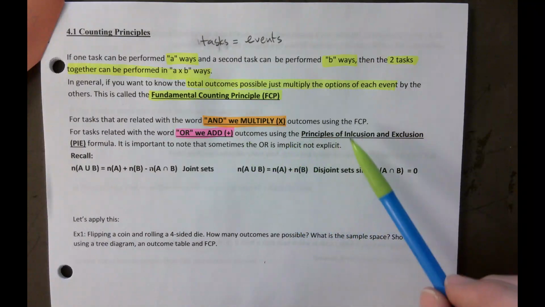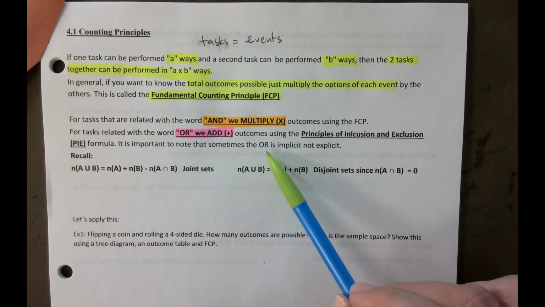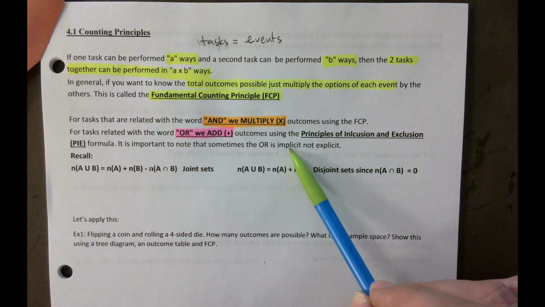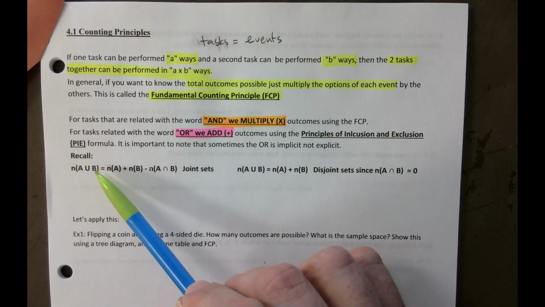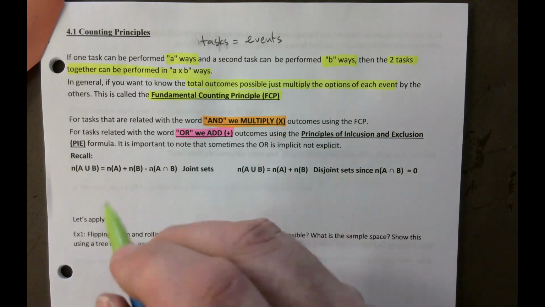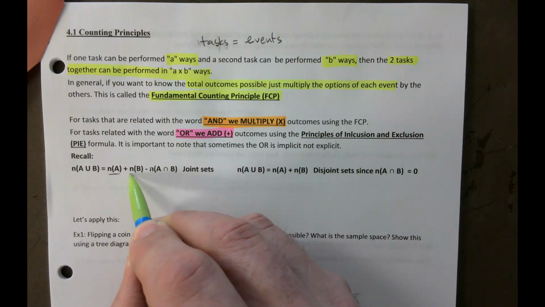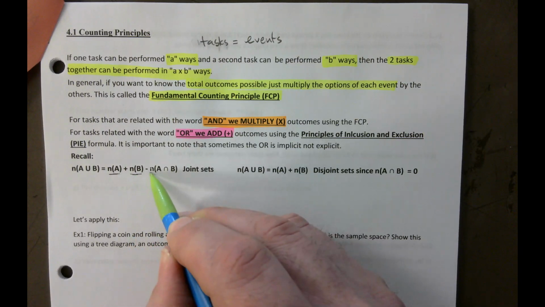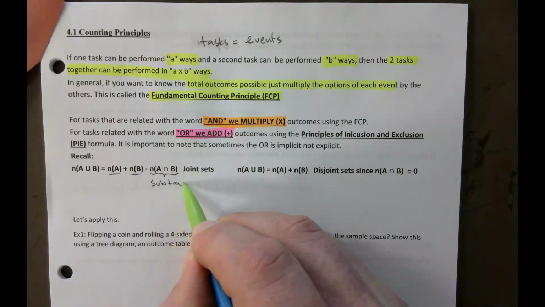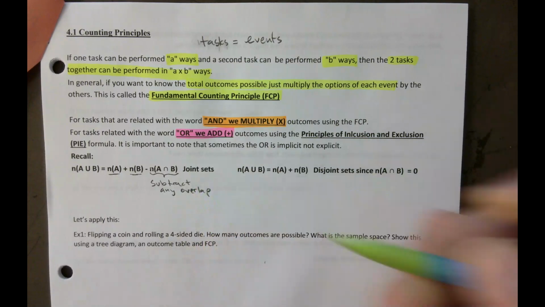And so using the principle of inclusion and exclusion, the PIE formula, it is important to note that sometimes or is implicit, not explicit, so sometimes it's not obvious. I'm going to show you when this happens. But when you're trying to figure out the number of events for task A and the number of events for task B, there may be overlap. We have to subtract any overlap.